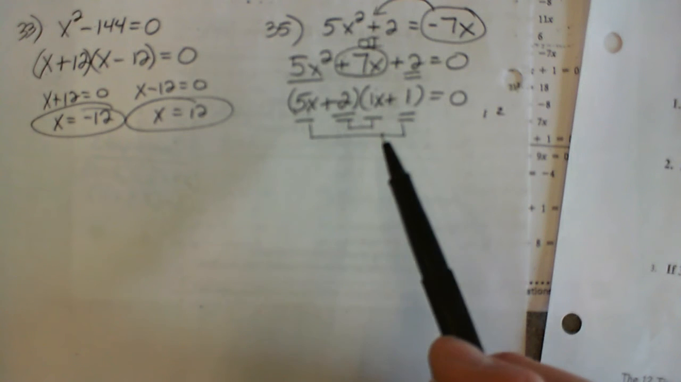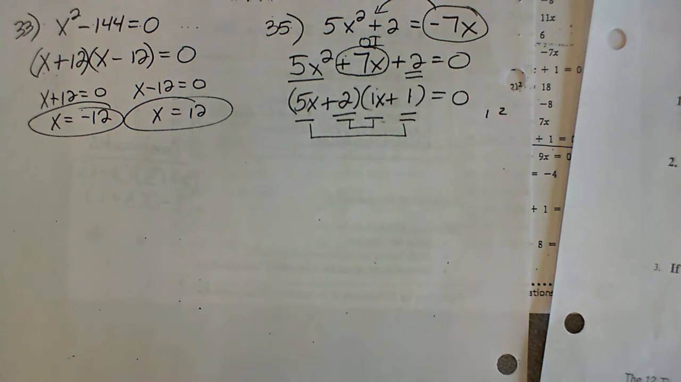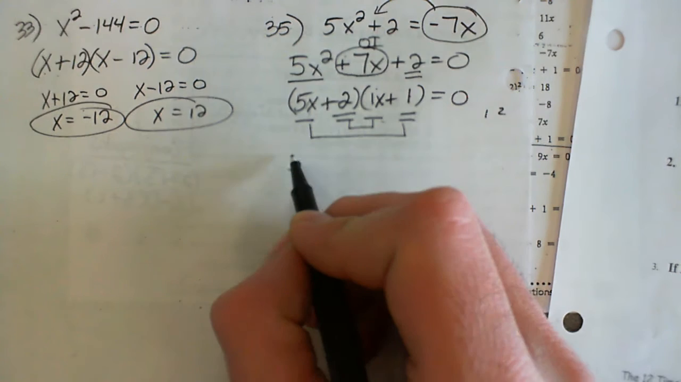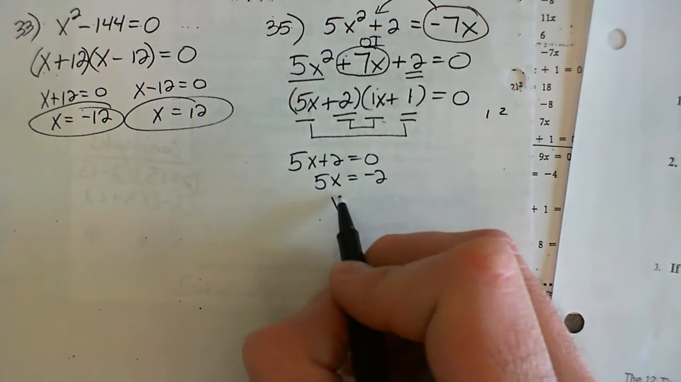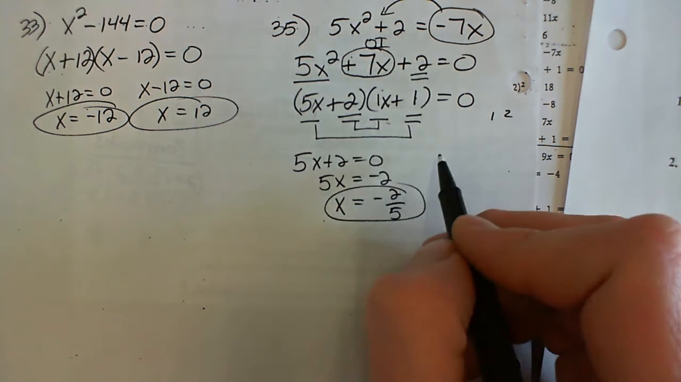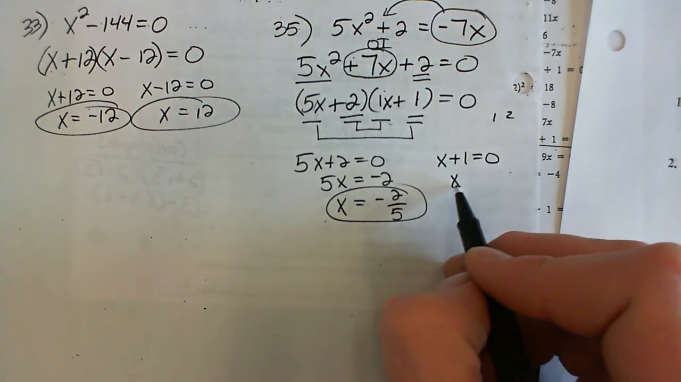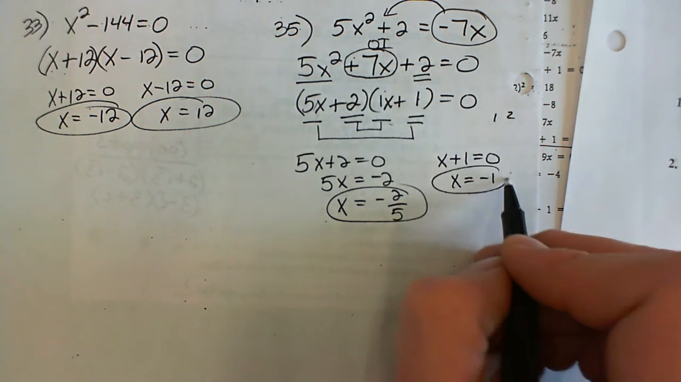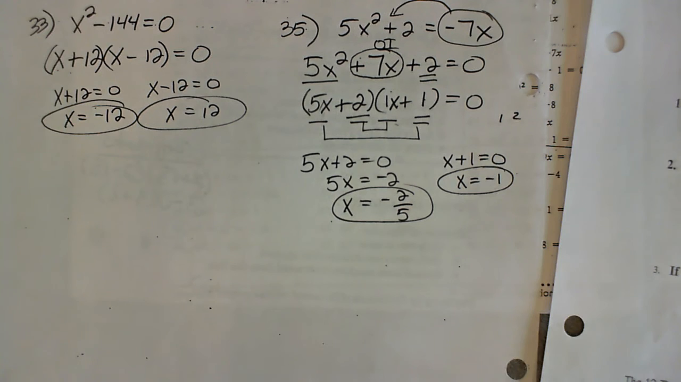5 times 1 is 5, 2 times 1 is 2, 5x plus 2x gets you 7x. Okay, so now this is 5x plus 2 equals 0, which then 5x equals negative 2, x equals negative 2/5. Okay. Then we have x plus 1 equals 0, so x equals negative 1. Okay. So that was number 35.